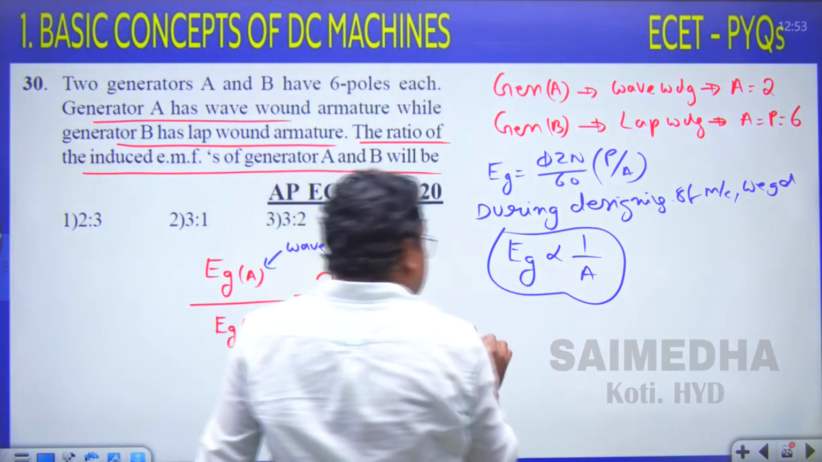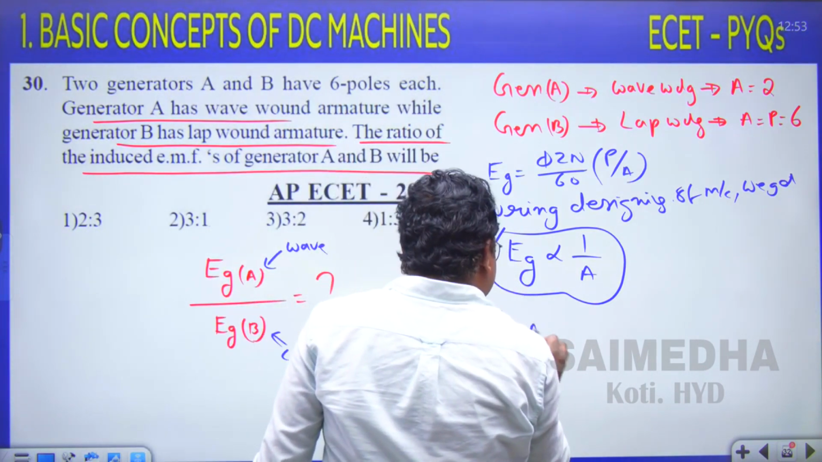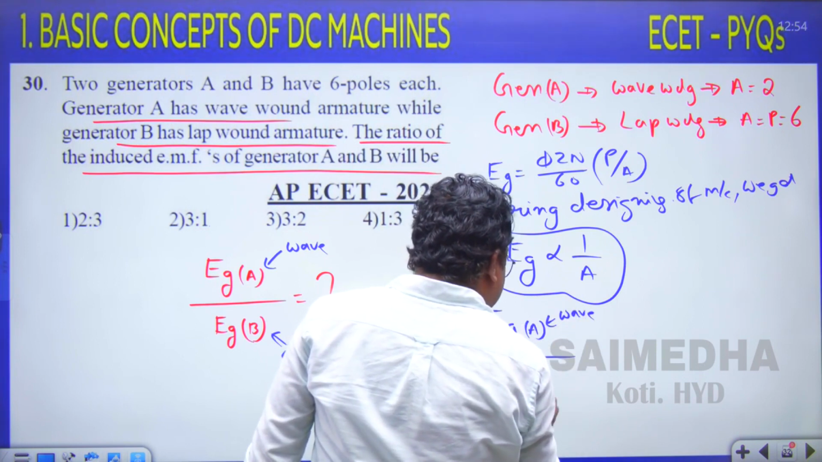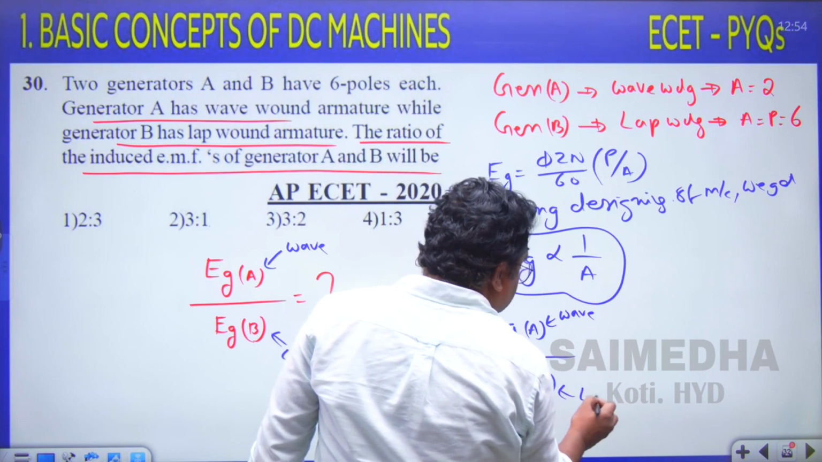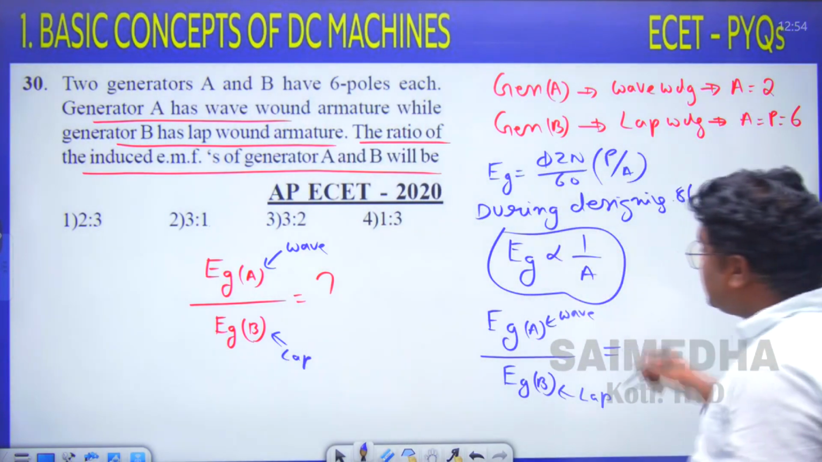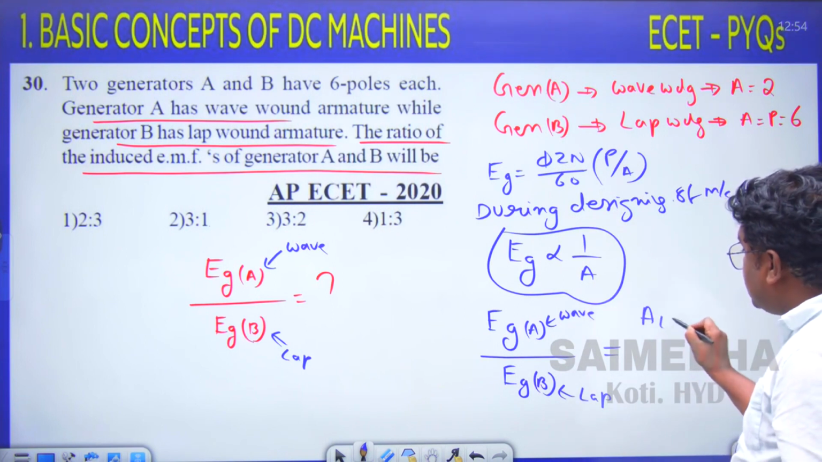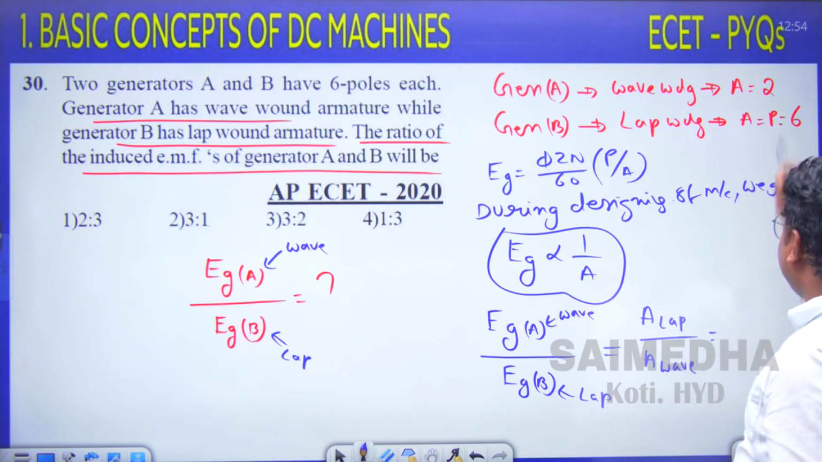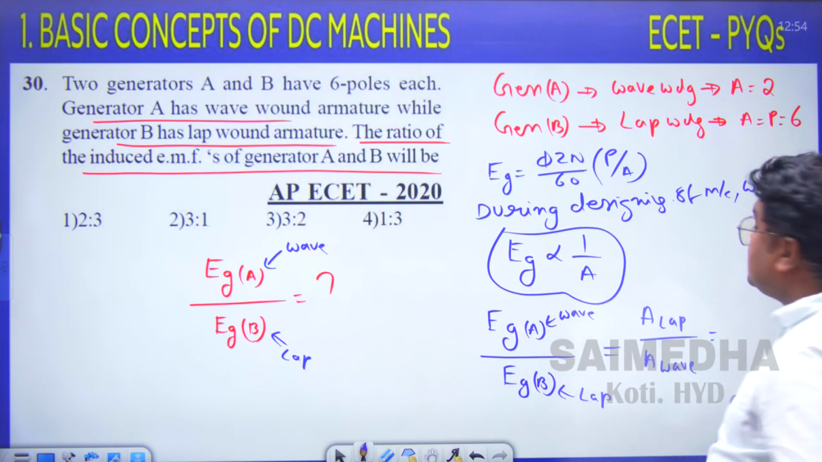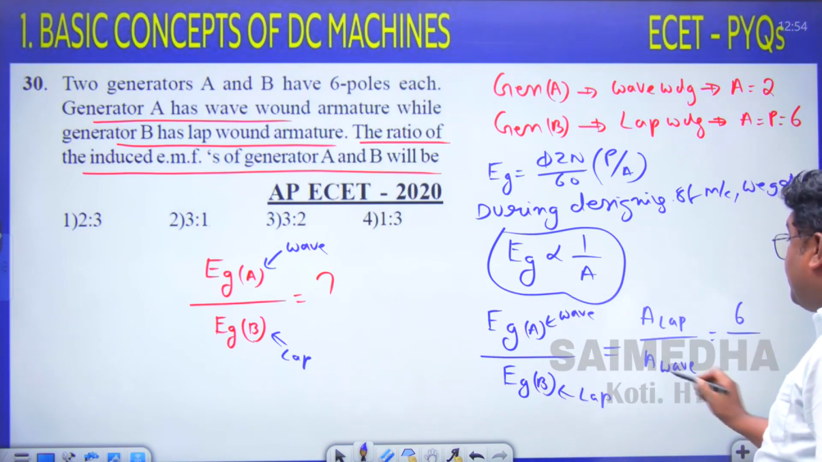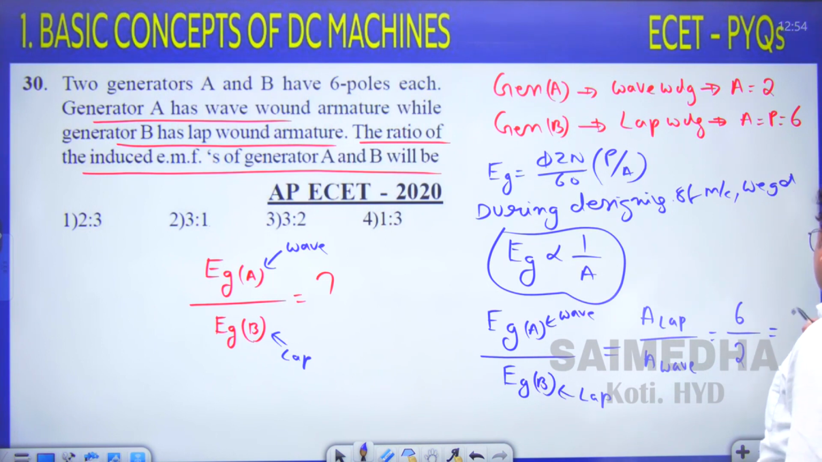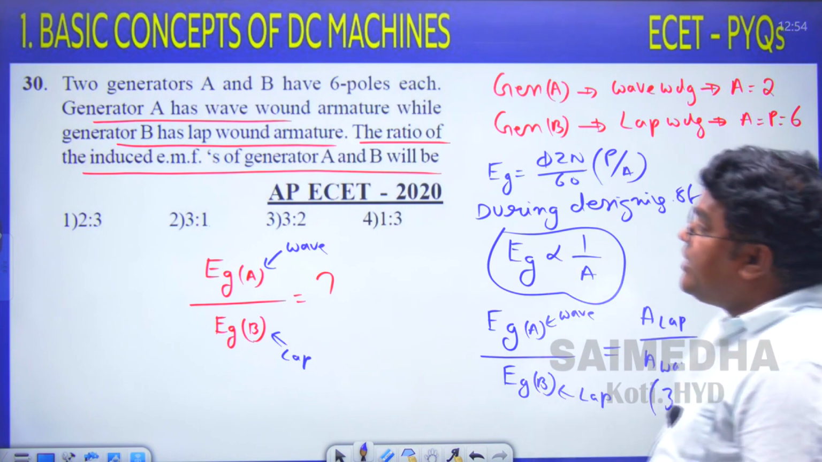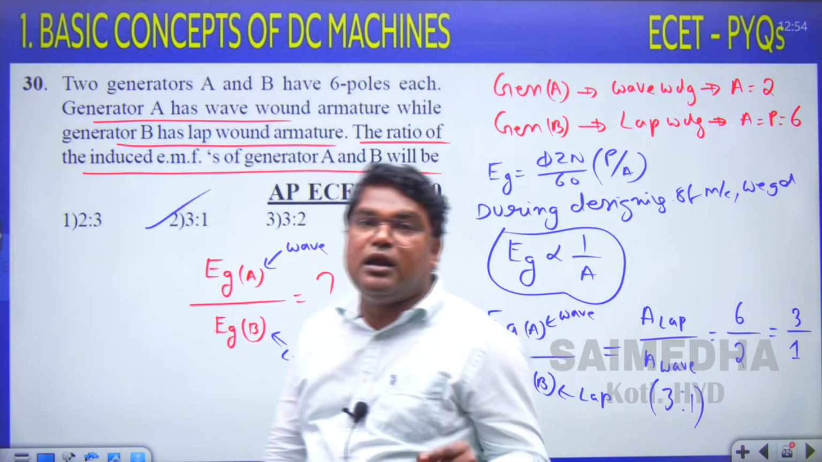So the generated voltage in the wave case, divided by the generated voltage in the lap connected armature winding, is inversely proportional, so it is the number of parallel paths in the lap divided by the number of parallel paths in the wave winding. The number of parallel paths in the lap is 6, and in the wave winding it is 2. So this is equal to 3 by 1. The answer for this question is 3:1, so option 2 is correct.